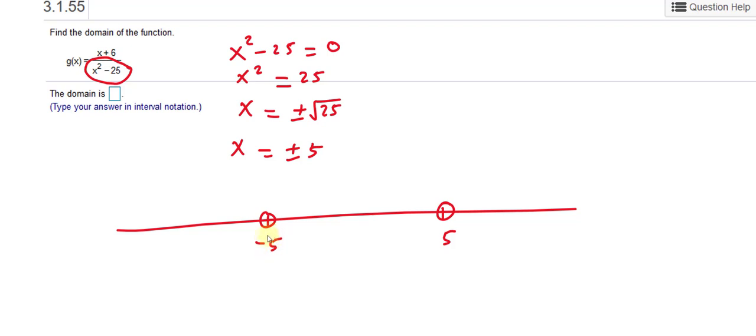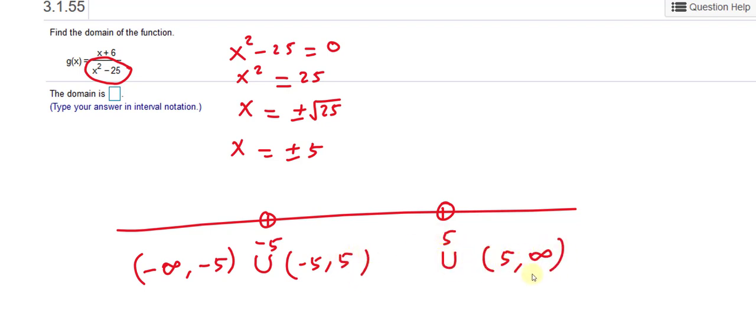So you can write using interval notation, minus infinity up to minus 5, union from minus 5 up to 5, union from 5 up to infinity. So these three intervals are the domain of the function, except the points minus 5 and 5, because when you get to minus 5 and 5, it makes the function undefined due to the fact that it's dividing by 0.